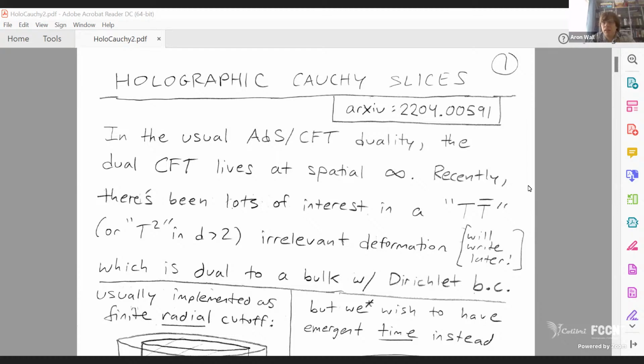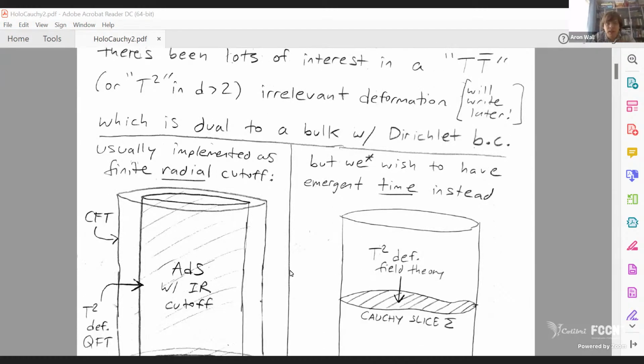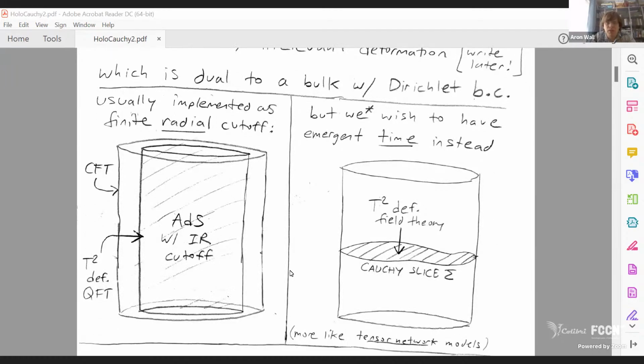But recently, there's been a lot of interest in the so-called TT bar deformation, or it's called T squared if you're in D greater than 2 boundary dimensions. This is an irrelevant deformation that has, in the field theory sense, some nice properties I'm going to write down later. But what it does is it's dual to a bulk anti-de Sitter spacetime that has Dirichlet boundary conditions. But the way we're going to interpret this is a bit different from how it's usually done.